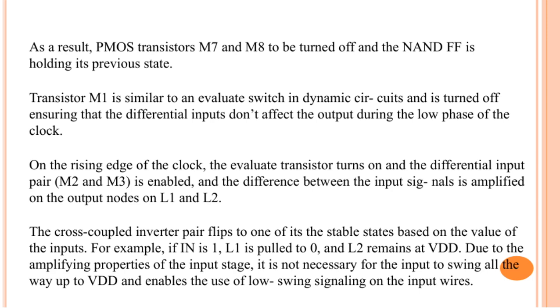When the clock rises, the evaluate transistor turns on, enabling the differential input pair M2 and M3. This causes the difference between the input signals to be amplified at the output nodes L1 and L2. Then, the cross-coupled inverter pair flips to one of its stable states based on the input values. For example, if the input IN is 1, then L1 is pulled down to 0, while L2 stays at the supply voltage, VDD. Because of how the input stage amplifies signals, the input doesn't need to swing all the way up to VDD, allowing for low swing signaling on the input wires, which is efficient and reduces power consumption.